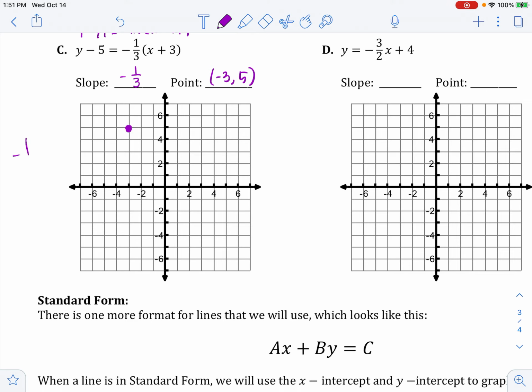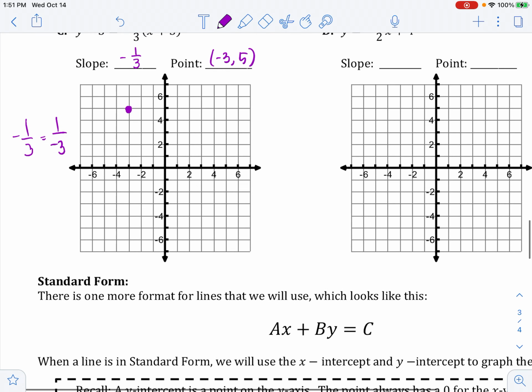-3, +5. And my slope is -1/3, which is the same thing as 1/-3. So I'm going to go rise -1, so down 1, right 3. Down 1, right 3. Down 1, right 3. I could also go up 1, left 3. And there's my line.